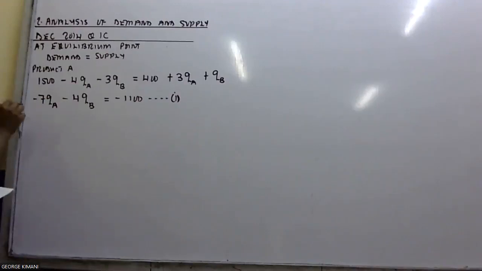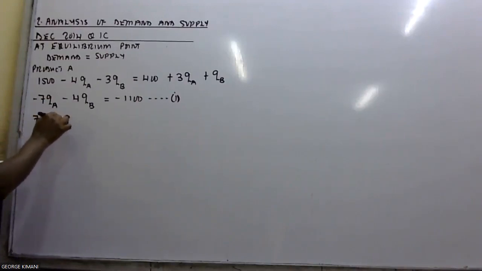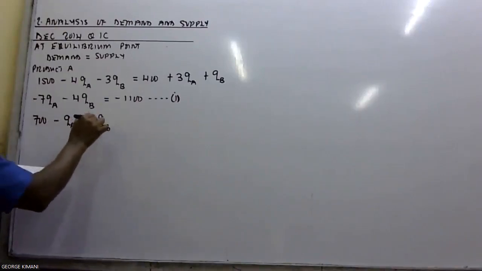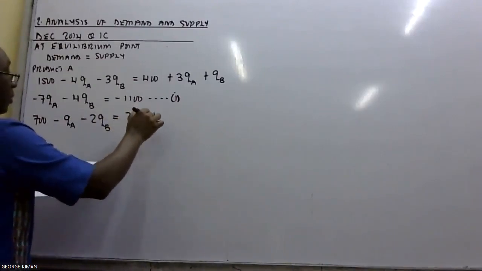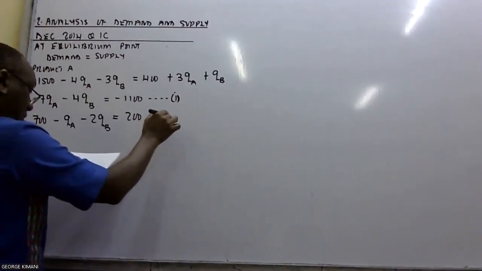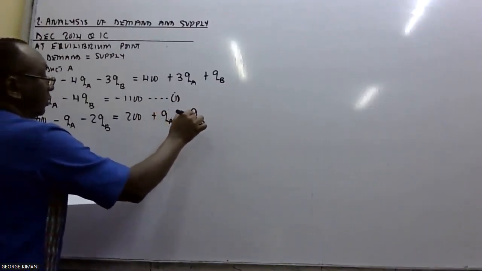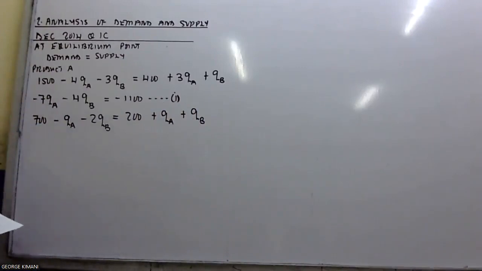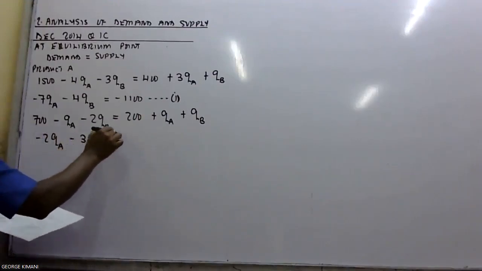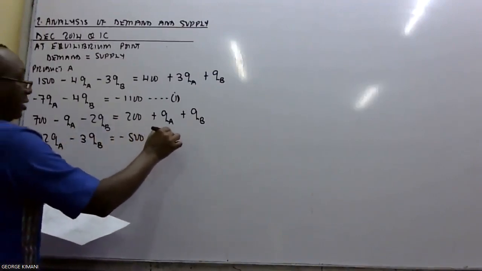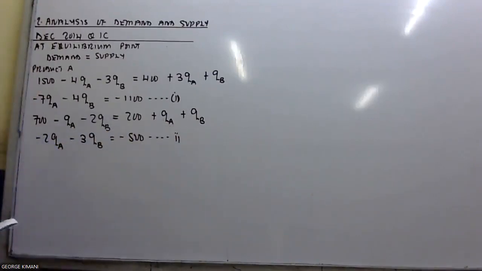So we do the same: 700 minus QA minus 2QB equals 200 plus QA plus QB. So this becomes minus 2QA minus 3QB equals minus 500. That is equation number 2.